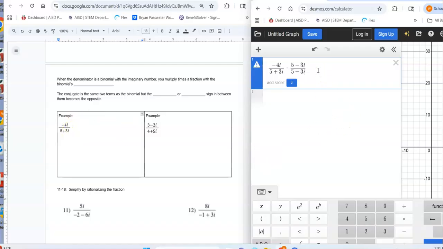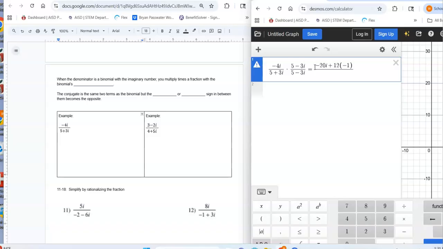All right, so equals, okay. -4i times 5 is -20i. -4i times -3i. Negative times negative is positive. 4 times 3 is 12. i times i is -1. Let's just leave it like that for now. We'll simplify more in a minute.